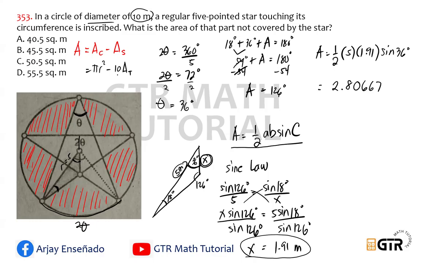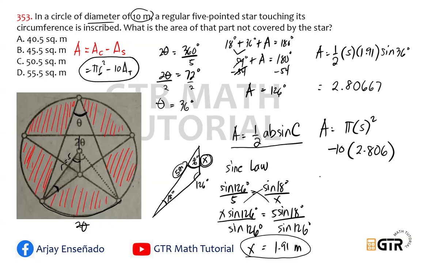So now we can solve the area of the shaded part, the part not covered by the star. So we have pi r squared. The value of the radius is 5. So we have pi times 5 squared, minus 10 times the area of the triangle, which is 2.806. Okay? So let's just type this on our calculator.